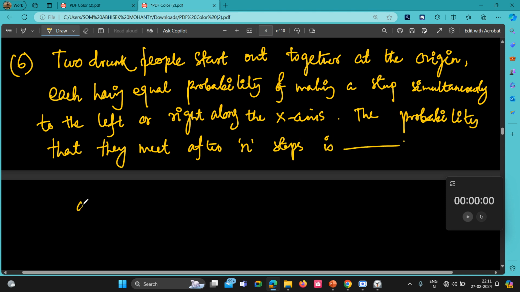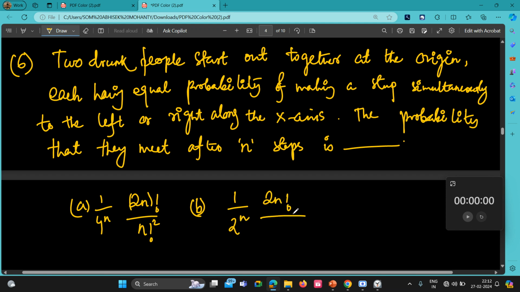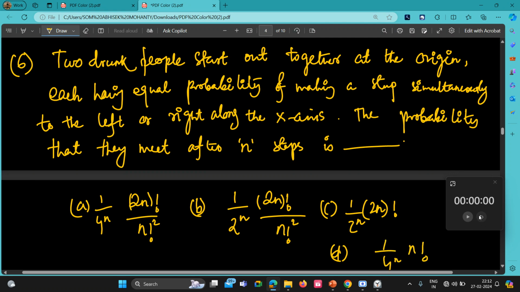That is the question. Option A, 1 by 4 to the power n, 2n factorial divided by n factorial square. Option B, 1 by 2 to the power n, 2n factorial divided by n factorial square. Option C, 1 by 2 to the power n, 2n factorial. Option D, 1 by 4 to the power n. Please try this question.